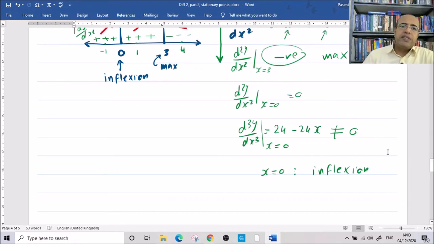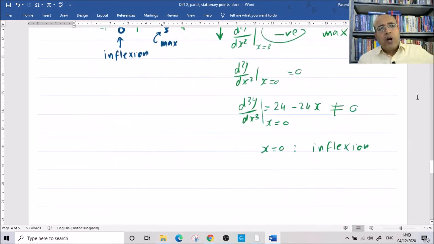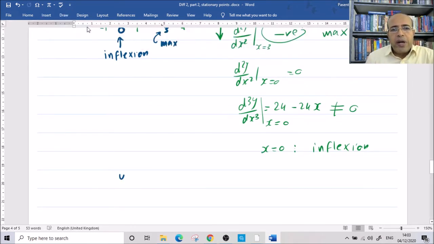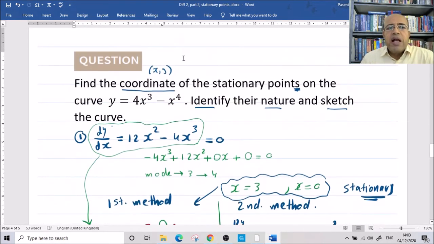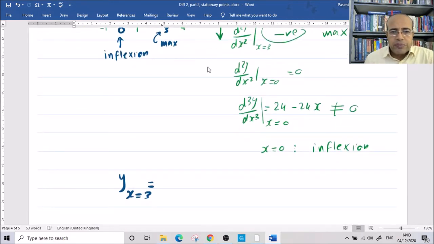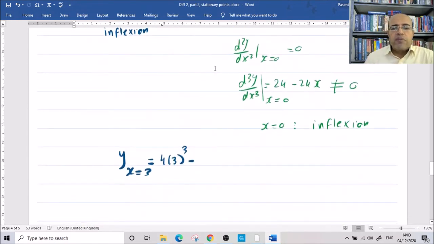In the question, it said, find the coordinates. So, we need to get the value of y at x equals 0 and at x equals 3. We go back to the equation of the curve. So, y when x equals 3. We go back to the equation of the curve and replace x by 3. So, it's 4 bracket 3 to the power 3 minus 3 to the power 4.